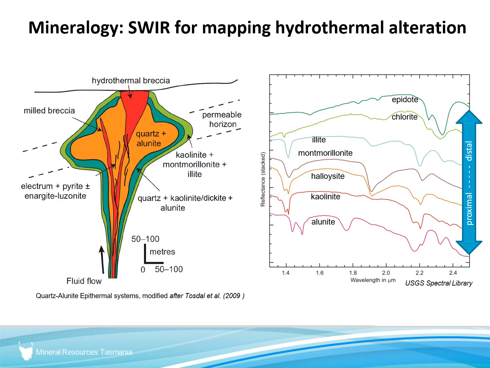Typically, though, we are using the mineralogy to map out zonation in an alteration system. Here's a classic epithermal system with a quartz alunite core and grading out through a zonation of characteristic mineralogy through kaolinite, clays, chlorite, epidote as we go to more peripheral parts of the system. So the hyperspectral scanning can fingerprint this zonation.